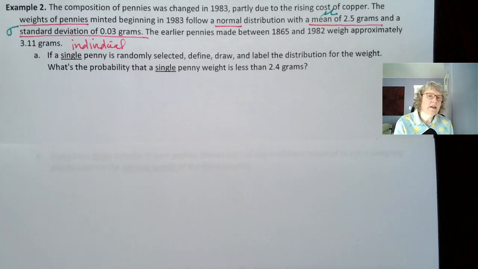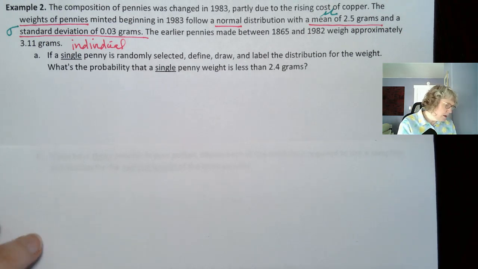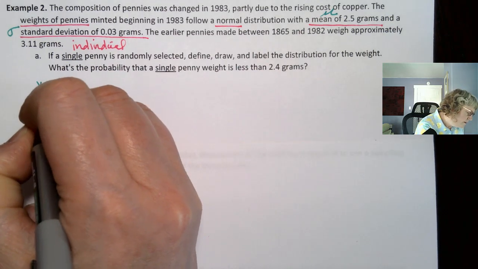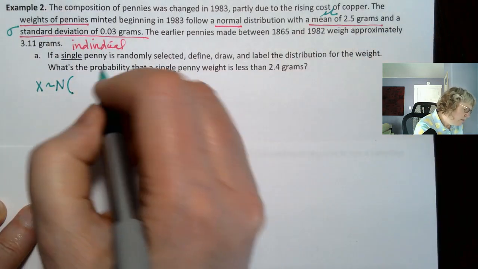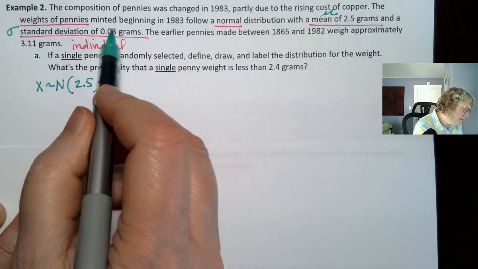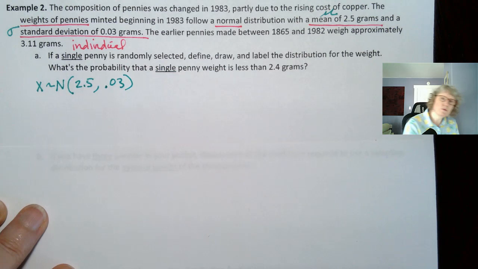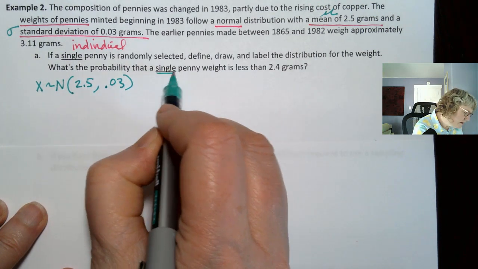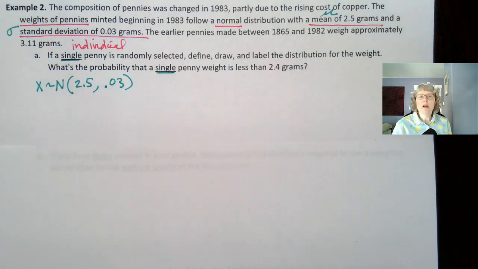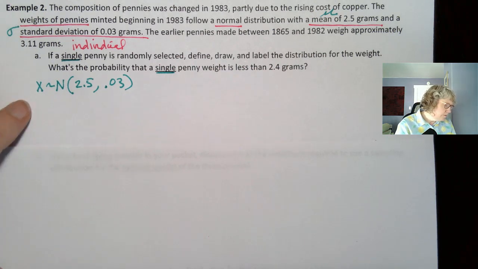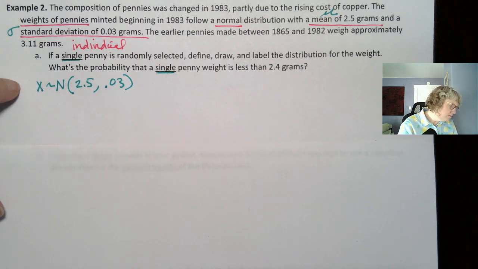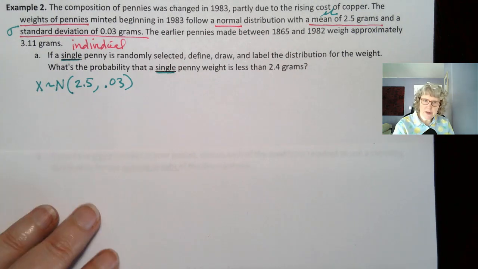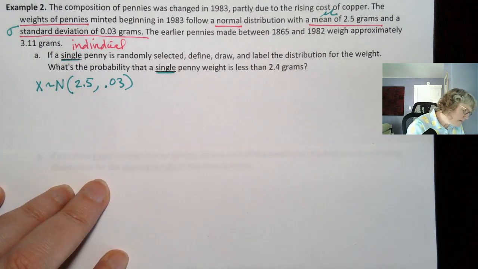Okay, so this is actually like in the previous section when you did the normal model. This is a single normally distributed population. So we have X is distributed as normal with a mean of 2.5 and a standard deviation of 0.03. Okay, that's why single is underlined here, because it's just one penny. So we're not dealing with X bar yet. Dealing with X. Define, so that's the define part. Draw and label. So you could go to Statlet right now to draw it, or you can draw it freehand.